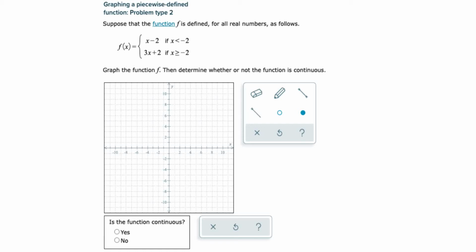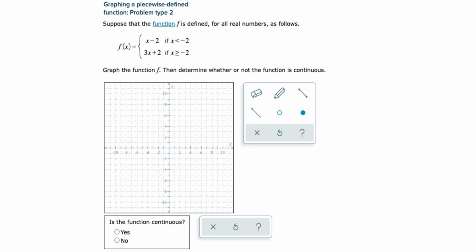So today we're going to be graphing a piecewise defined function, problem type 2. It provides us with a piecewise function, and it wants us to plug in our values, get our lines, and then we need to determine whether this function is going to be continuous.